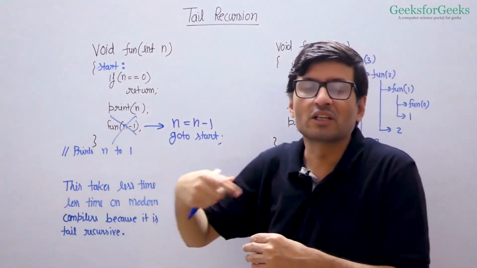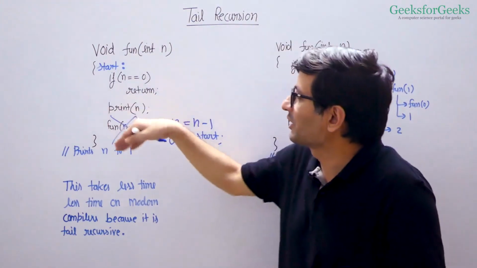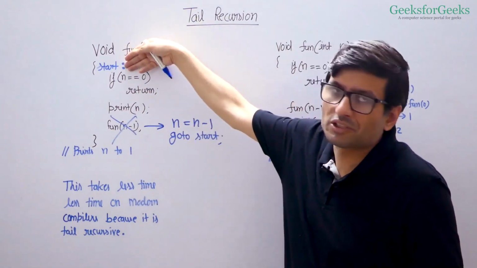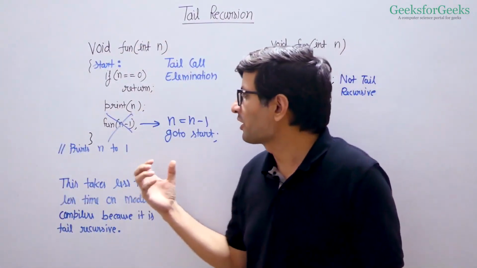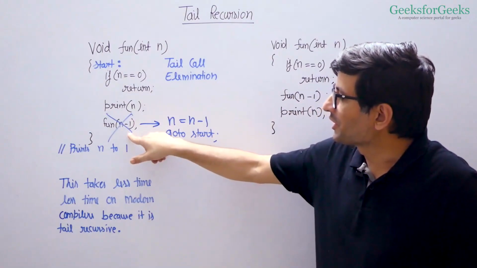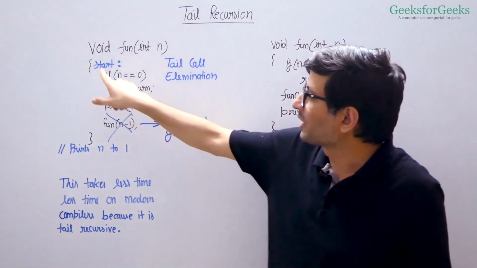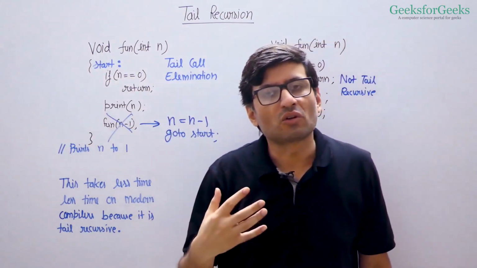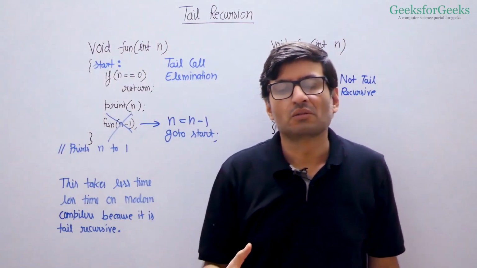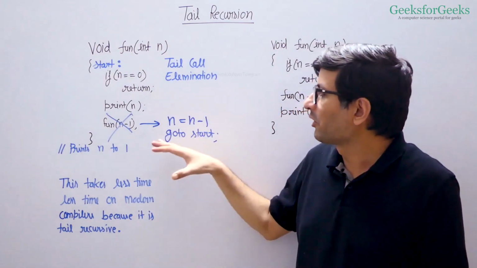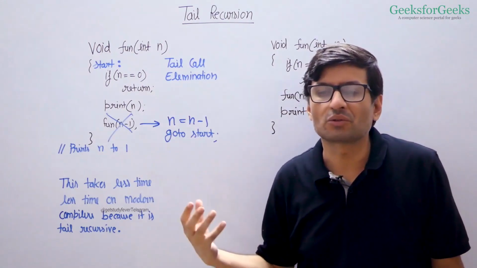So you're just changing the parameters of recursion and then you're sending the control back to the beginning of this function. These changes that modern compilers make, changing the parameter, then adding go to and then adding a label, are called tail call elimination. Modern compilers do tail call elimination to optimize the code.